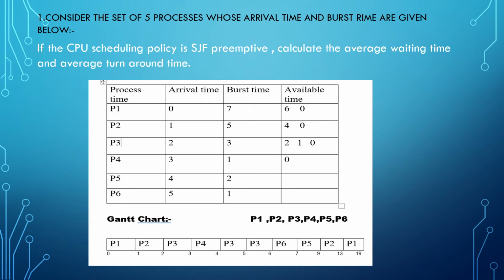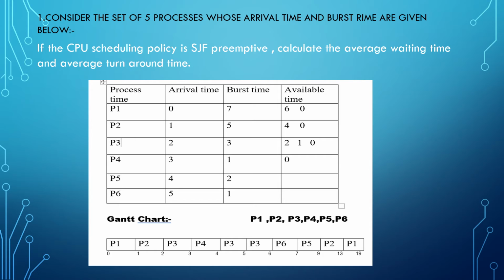So as we have finished seeing the problem of SJF non-preemptive scheduling, now let us see the SJF preemptive scheduling problem. Consider a set of 6 processes whose arrival time and burst time are given below. If the CPU scheduling policy is SJF preemptive, calculate the average waiting time and average turnaround time. The process, arrival time and burst time are given below, and I have made it for teaching, for the understanding of myself and for yourself too.